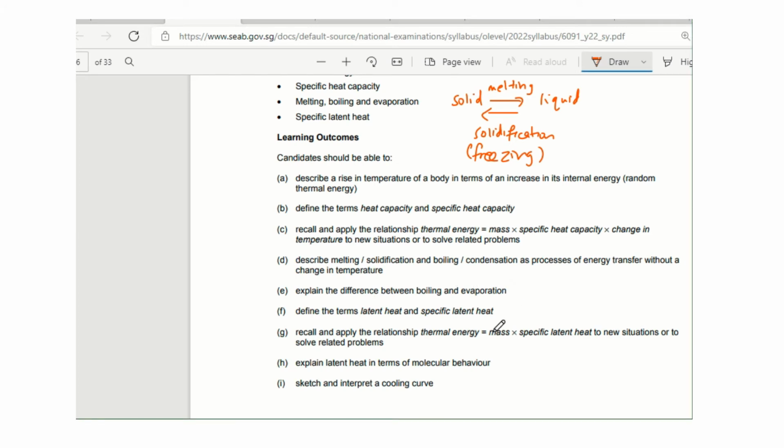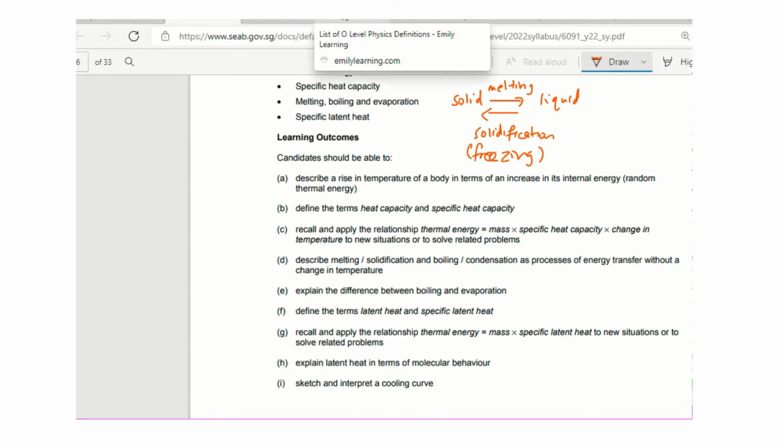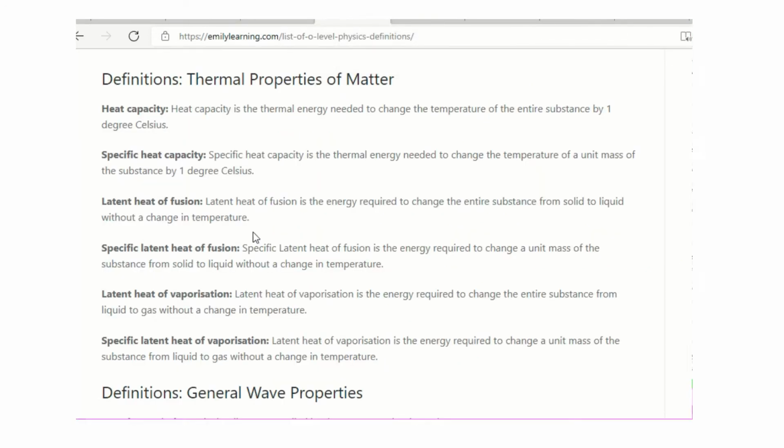Next, you need to be able to define the terms latent heat and specific latent heat. So here is the definition. You need to remember the definition of specific latent heat of fusion and latent heat of fusion, as well as latent heat of vaporization and specific latent heat of vaporization. So memorize these definitions. I'll provide a link in the description below on where you can get these definitions.